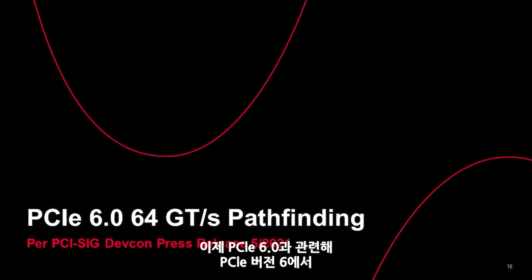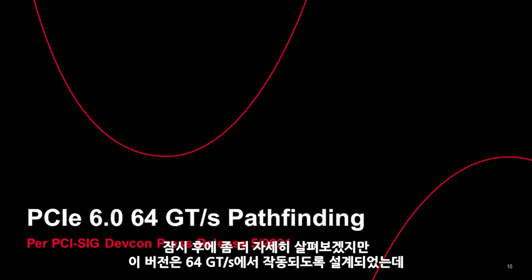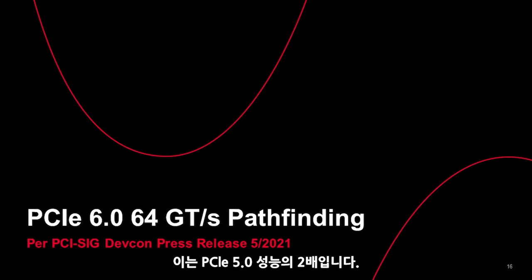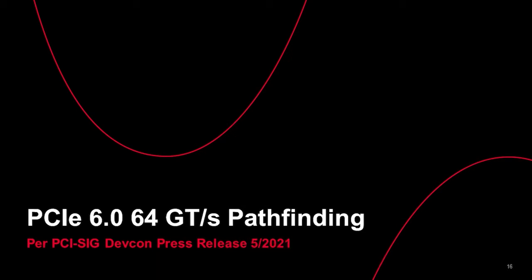Speaking of PCI Express 6.0, I wanted to spend a little bit of time to give you a preview as to what you can expect to see for PCI Express version 6. This version, and I'll get into more detail, is designed to operate at 64 gigatransfers per second, which doubles the performance of PCI Express 5.0. One of the things that you'll notice about PCI Express 6.0 is that we will be introducing some new features, new capabilities, new signaling, and new types of signal encoding.